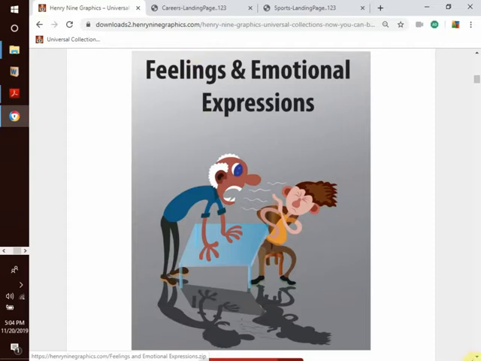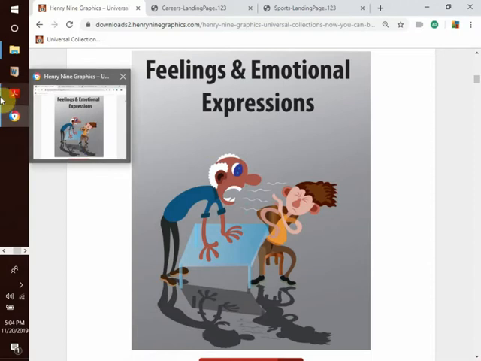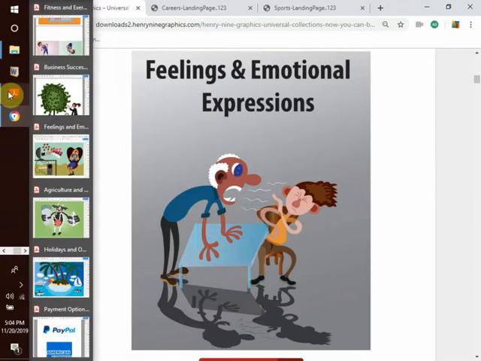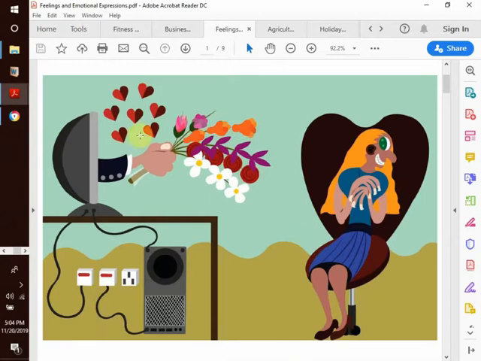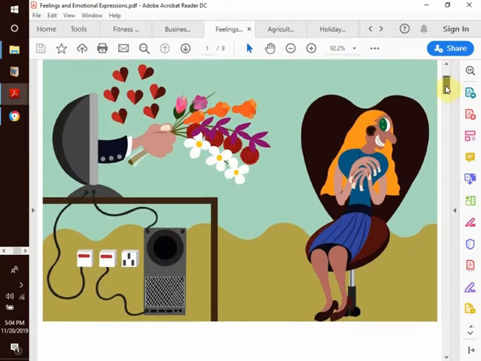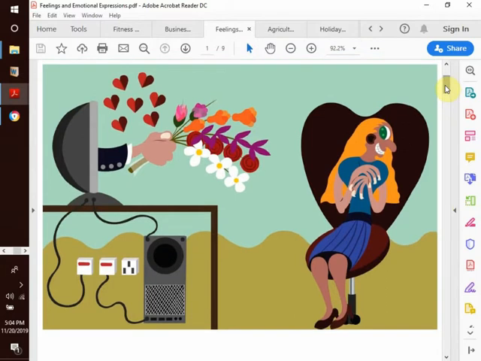These are subtopics, examples of vectors under the topic of feeling and emotional expressions. We have other vectors that represent other kinds of feeling.